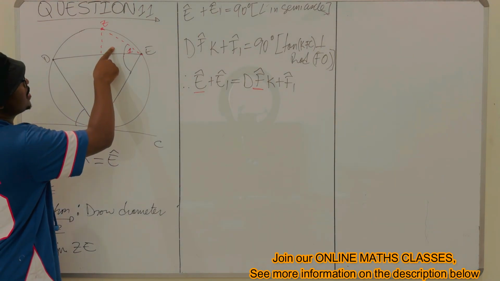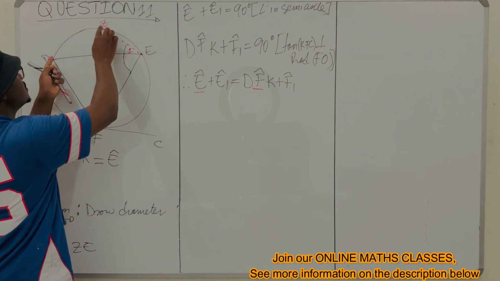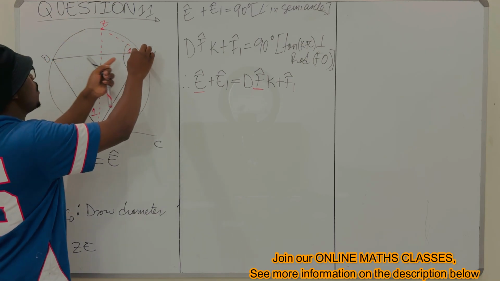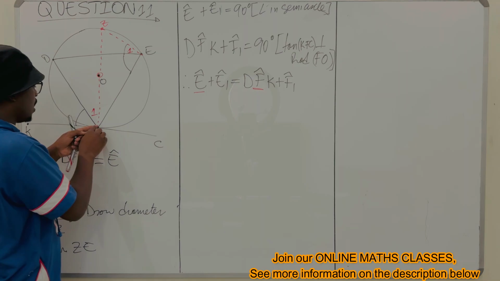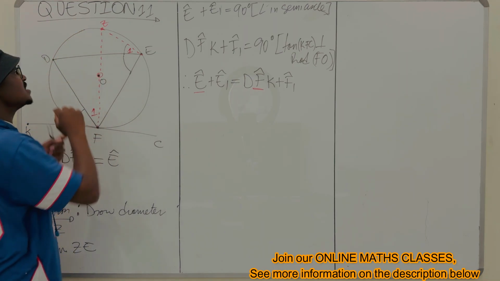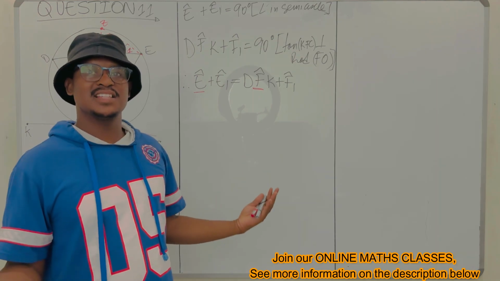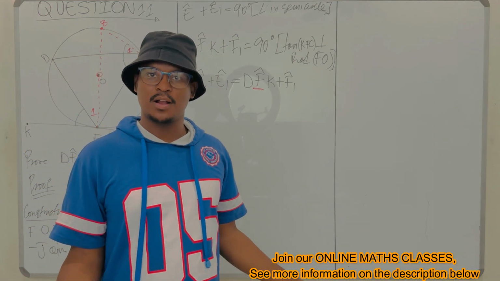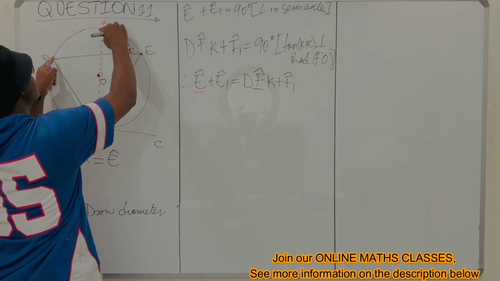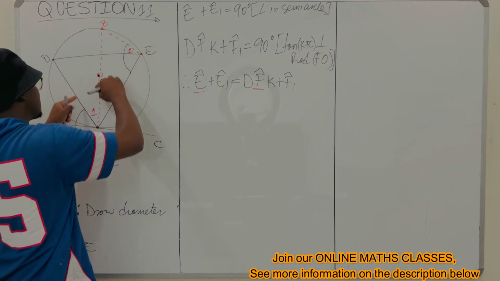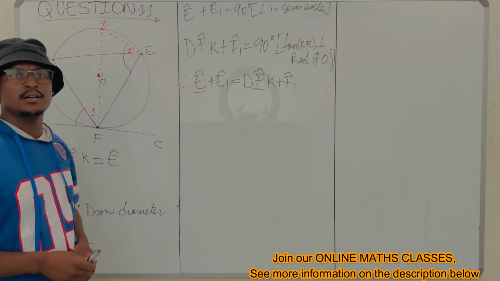Look at E1. E1 is subtended by the arc DZ. And look at F1, the same, F1 is coming from the same DZ. So these are angles that are subtended by the same arc. These are angles in the same segment, so they should be equal. So we'll say E1 is coming from DZ, and so is F1. So these two angles are equal because they are angles subtended by the same arc.